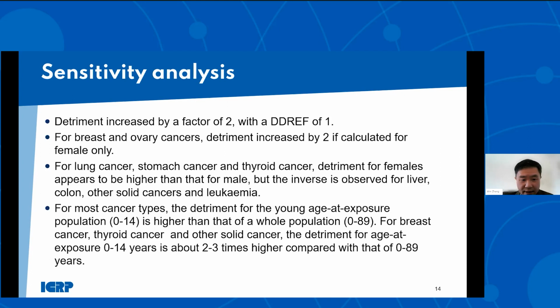For most cancer types, the detriment for the young age at exposure population, 0 to 14 years, is higher than that of the whole population, 0 to 89 years. For breast cancer, thyroid cancer, and other solid cancer, the detriment for age at exposure 0 to 14 years is about 2 to 3 times higher compared with that of 0 to 89 years.